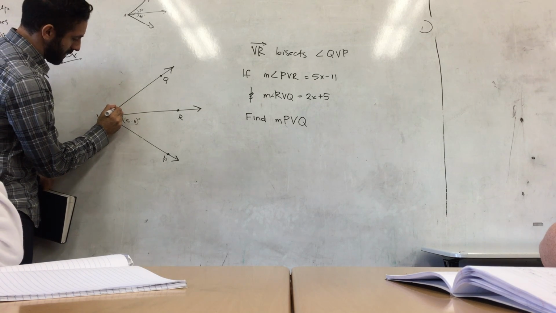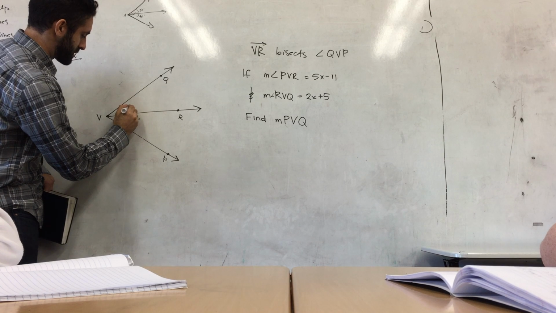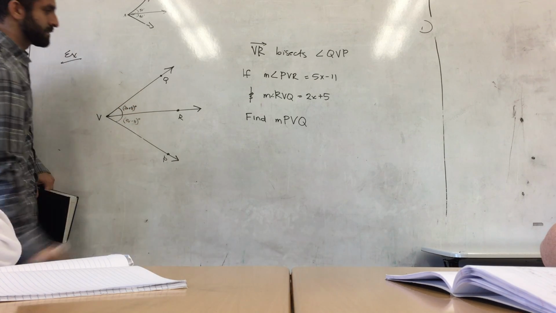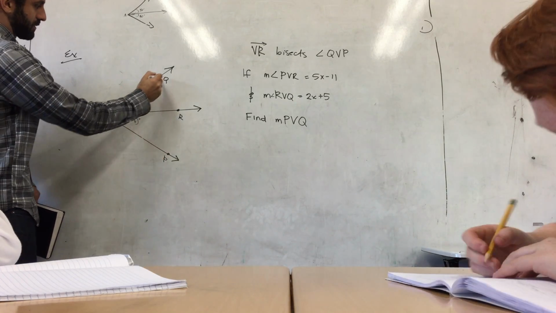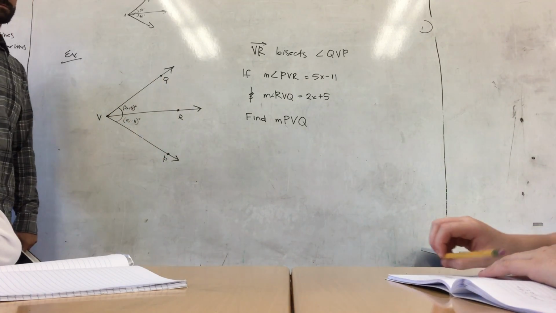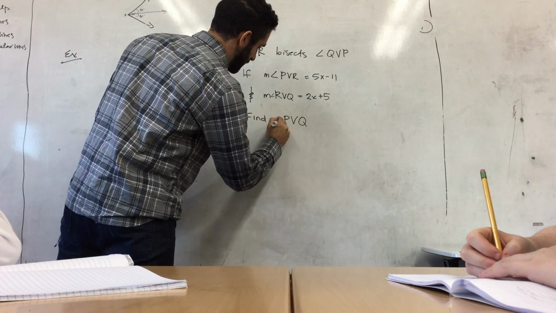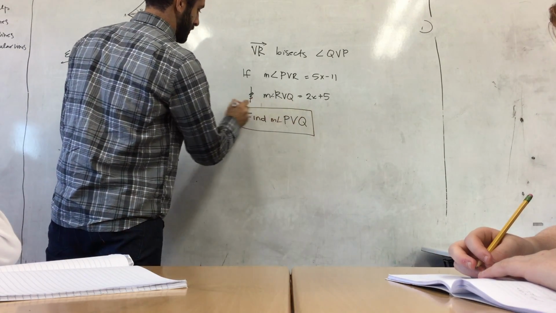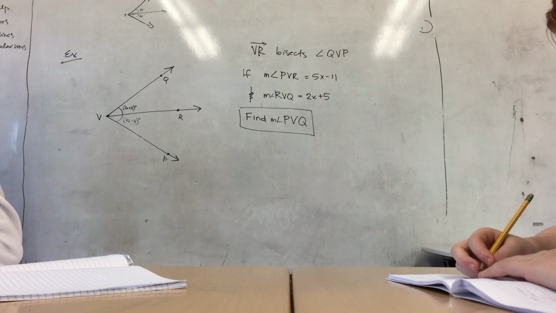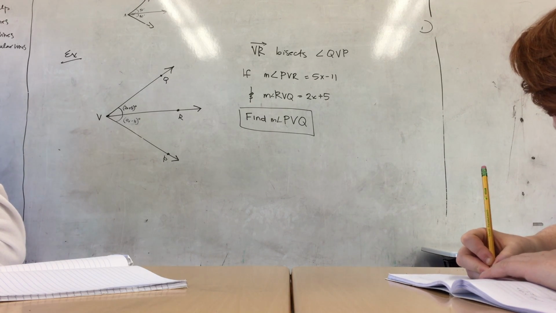All right. If this angle is 2x plus 5, find the measure of this angle right here. That's one below that. Measure angle PVQ. All right, this is what we're trying to solve for. Okay? Anyone have any idea where to start?